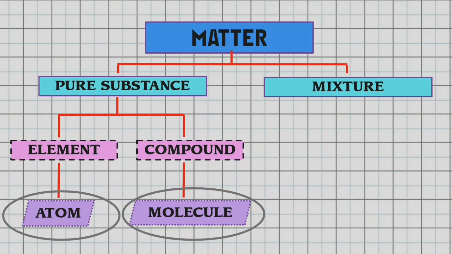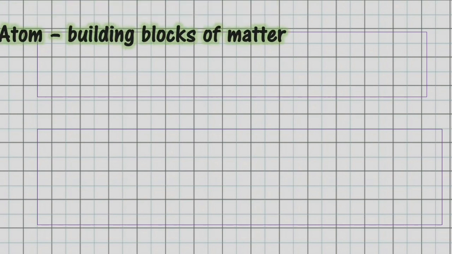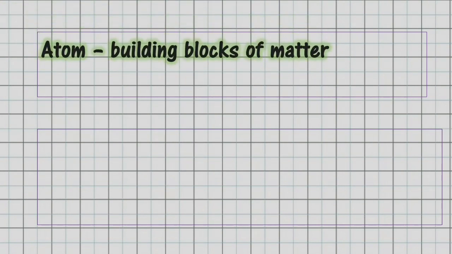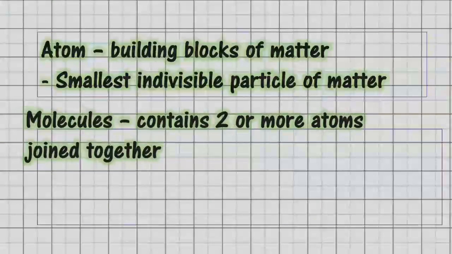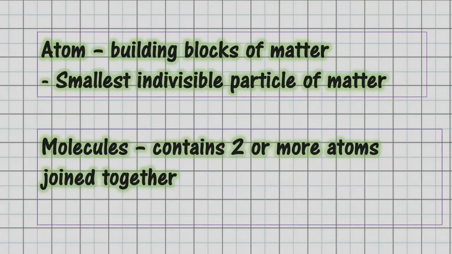So in this topic, we are going to focus on the differences between atom and molecule, as well as on how we are going to determine the number of protons, electrons, and neutrons in each atom or element. So let us first define what an atom is. Atom is a building block of matter, meaning this is the smallest indivisible particle of matter. All examples of matter consist of atoms, either categorized as solid, liquid, or even gas.